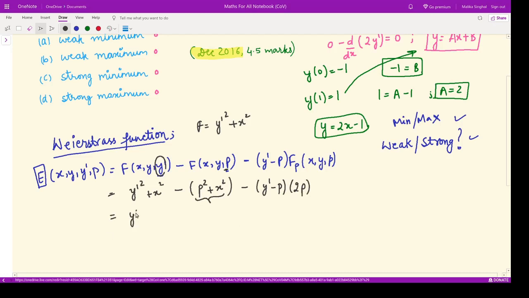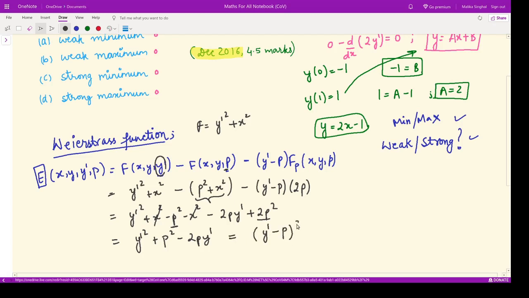So we have y dash square plus x square minus p square minus x square minus 2p y dash plus 2p square, right? So this x square and x square cancel, so we have y dash square, minus p square and plus 2p square would become plus p square, minus 2p y dash, which becomes the whole square of y dash minus p.